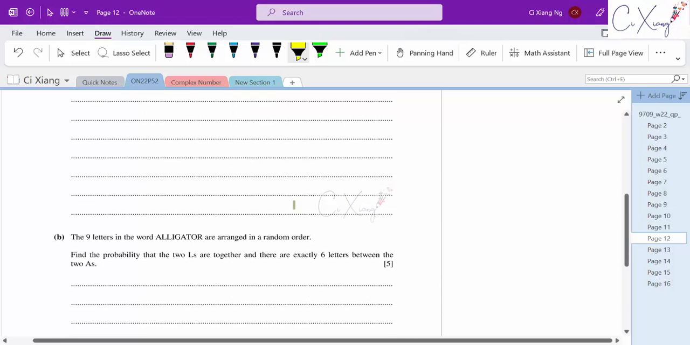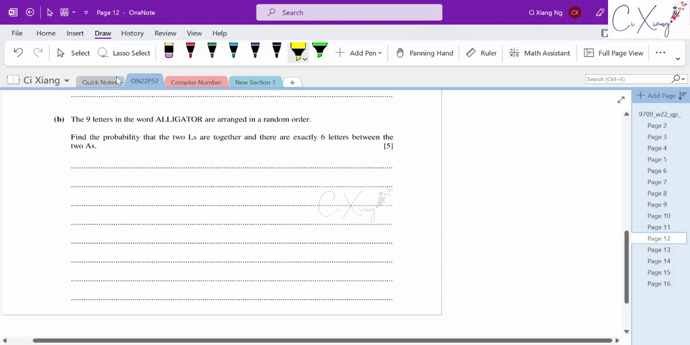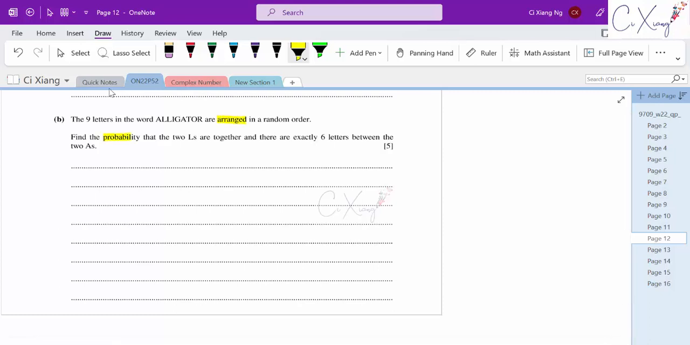Then let us proceed to 7B. Now the letters in the word are arranged in a random order. Find the probability that the two L's are together and there are exactly 6 letters between the 2 A. So there are some restrictions here also, and we are interested in finding the probability.